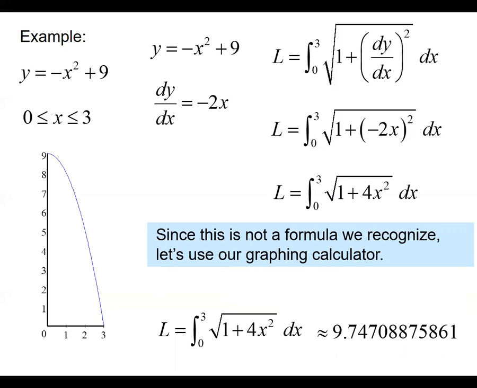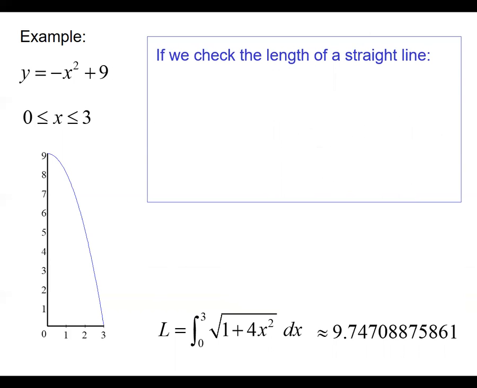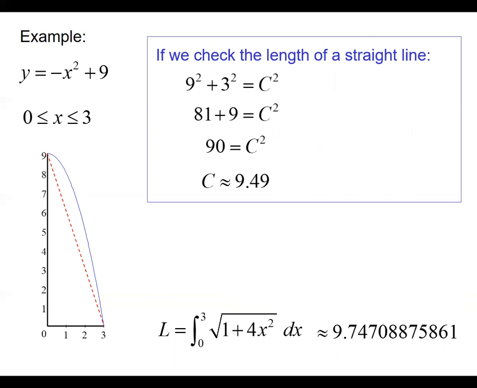So let's compare this quick, and again, simple definite integral we've done before in our calculator. But let's see if I did connect it with a straight line. So a little Pythagorean theorem, 9 squared plus 3 squared is c squared. And so I'd get the square root of 90, which is about 9.49. And you can see clearly that's much less than the 9.74.